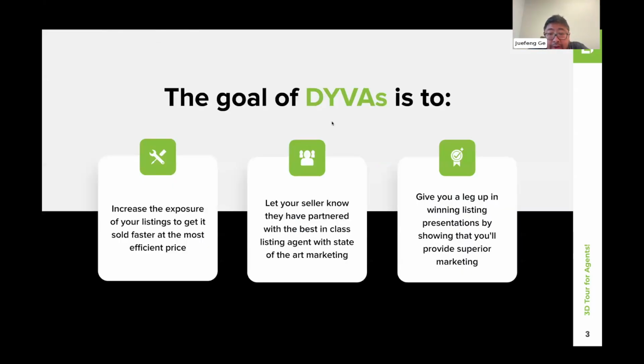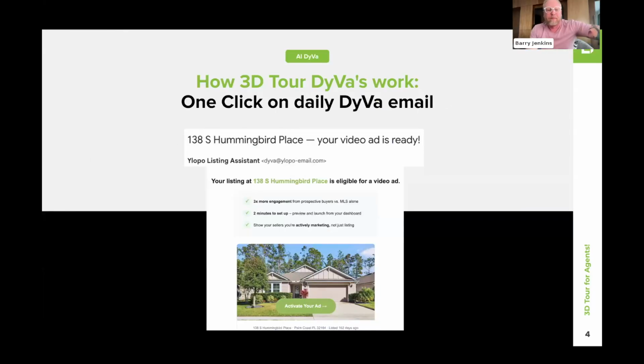The goal of Diva, dynamic video ads, is to increase the exposure of your listing to get it sold faster. It's to let your seller know they've partnered with a best-in-class listing agent. And it's to give you a leg up in winning these listing presentations. That's the objective we had in mind when we built Diva. So here's the way it works.